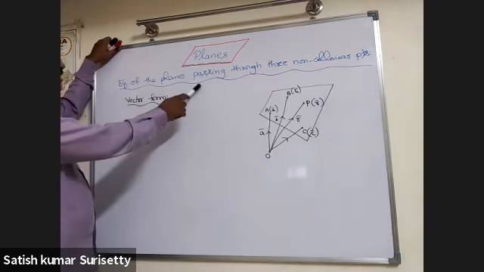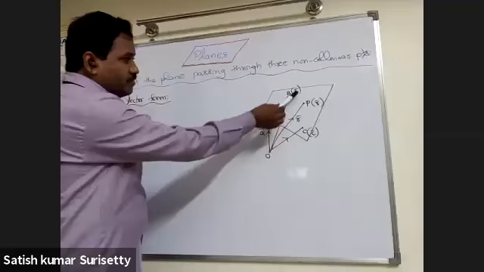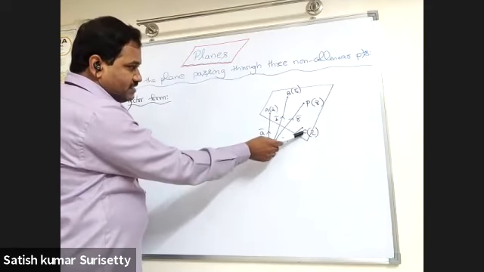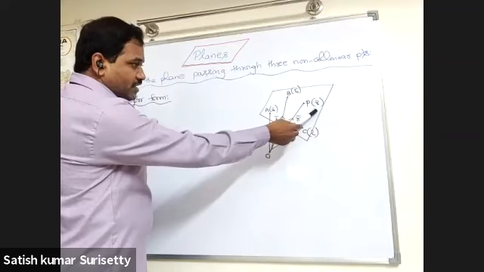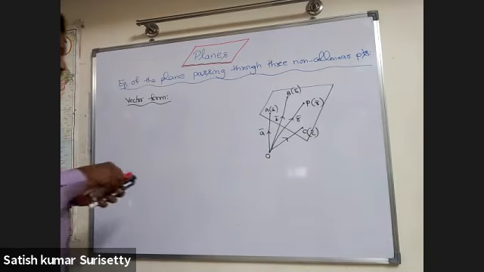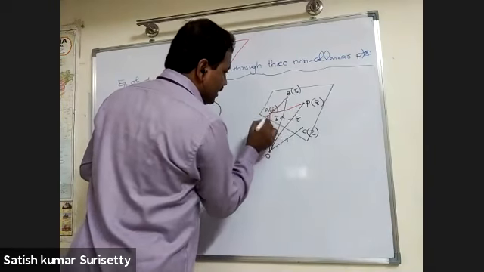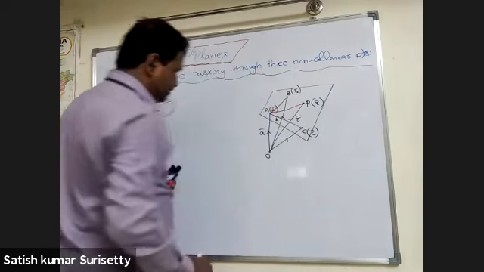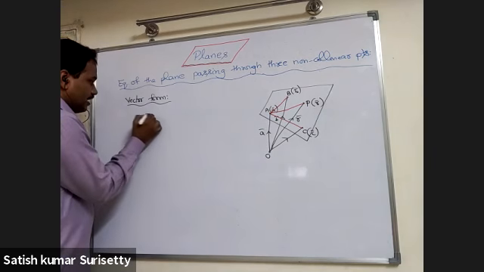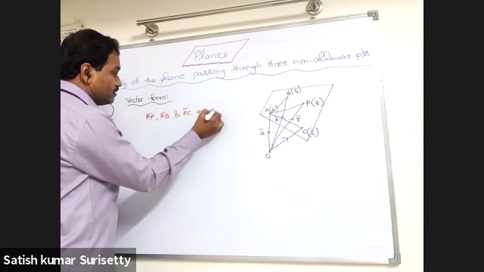So, equation of the plane passing through three non-collinear points in vector form. Let a bar, b bar, c bar be the position vectors of 3 points, capital A, capital B, capital C, and r bar is the position vector of any point P in the plane. Now if I join AP bar, AB bar, AC bar, they lie in the same plane, so they are coplanar.